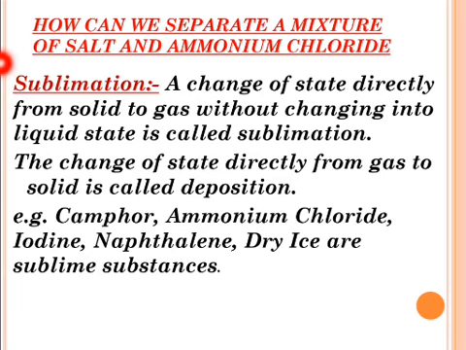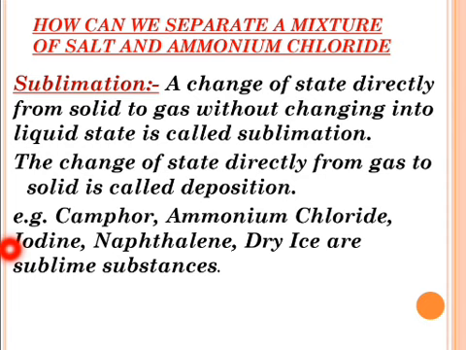Now let us see another technique of separation of components of a mixture, which is sublimation. Students, you have read about sublimation in your previous chapter, chapter 1. Let us recall the definition of sublimation. A change of state directly from solid to gas without changing into liquid state is called sublimation. And the change of state directly from gas to solid is called deposition. There are various examples of sublime substances like camphor, ammonium chloride, iodine, naphthalene, dry ice, etc.